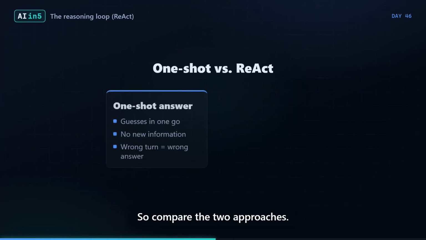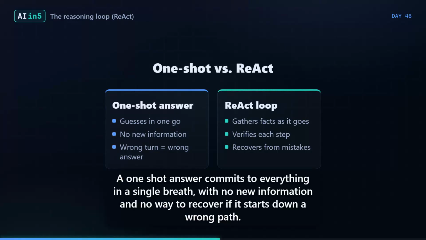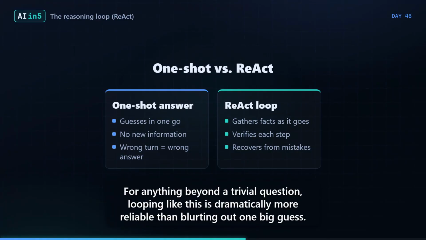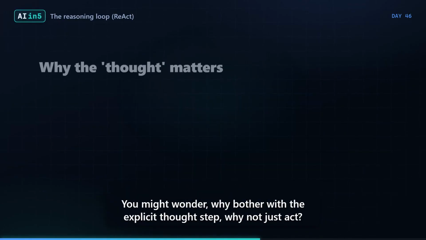So compare the two approaches. A one-shot answer commits to everything in a single breath, with no new information and no way to recover if it starts down a wrong path. A REACT loop gathers facts as it goes, verifies each step against real results, and recovers when something fails. For anything beyond a trivial question, looping like this is dramatically more reliable than blurting out one big guess.